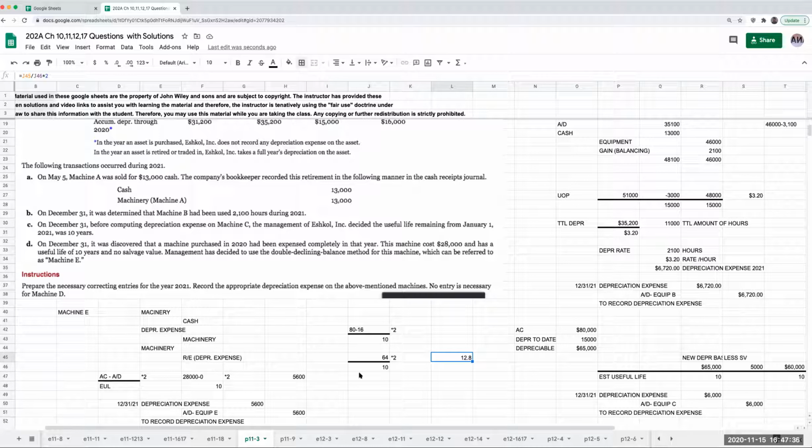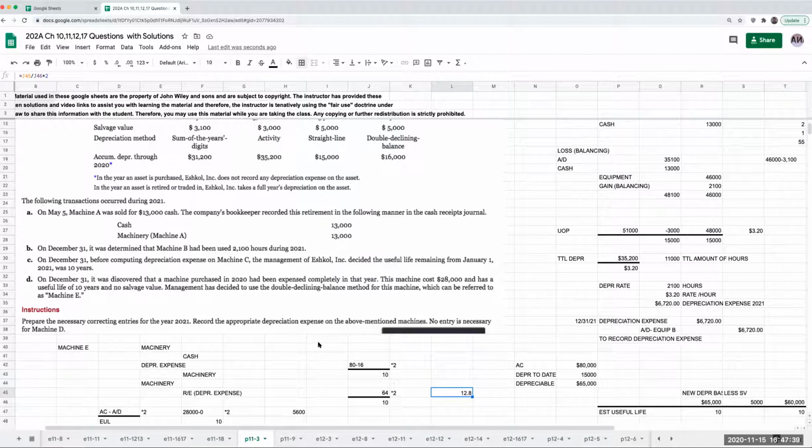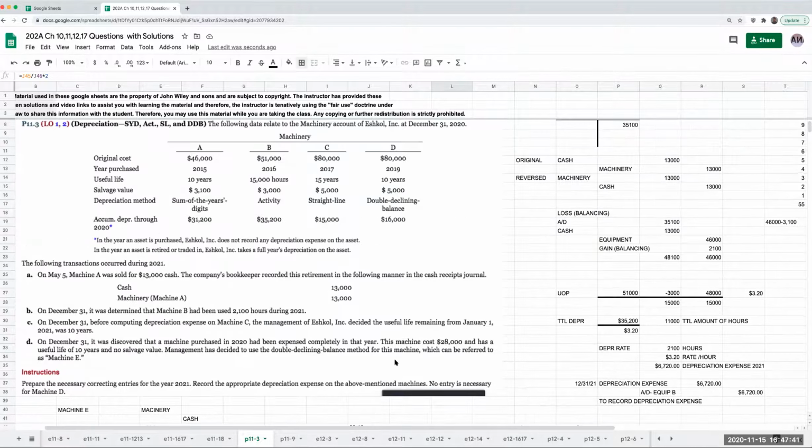So prepare the correcting entries, record the depreciation expense. Oh, it's telling me no entry is necessary for machine D. Well, I guess I didn't have to do that.